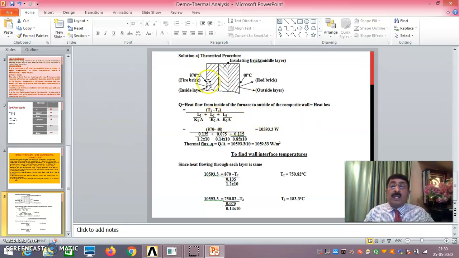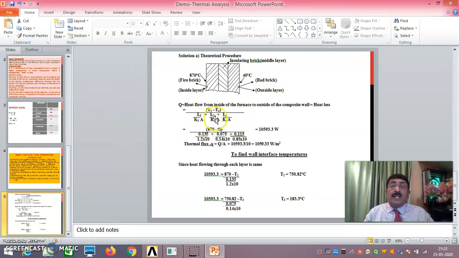Now see here T1, Q, the heat flow from inside of the furnace to outside of the composite wall, that is heat loss to the surroundings. After this it will be lost to the surrounding. Heat loss to the surrounding is proportional to T1 minus T4, the basic equation.